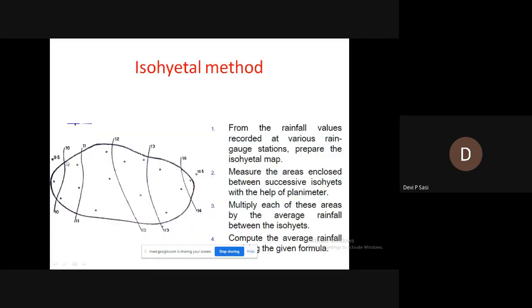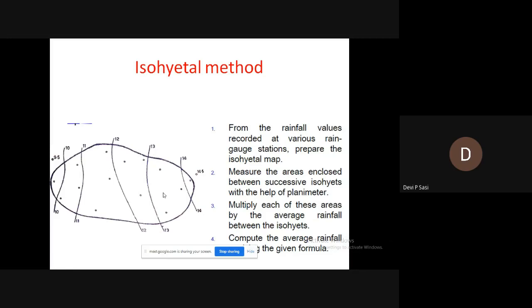If you are considering the area enclosed between isohyet 10 and isohyet 11, it will be multiplied by 10.5, the average of 10 and 11. The area enclosed between 11 and 12 should be multiplied by 11.5, the average of 11 and 12. The area between 12 and 13 has to be multiplied by 12.5. And the area enclosed between 13 and 14 has to be multiplied by 13.5.